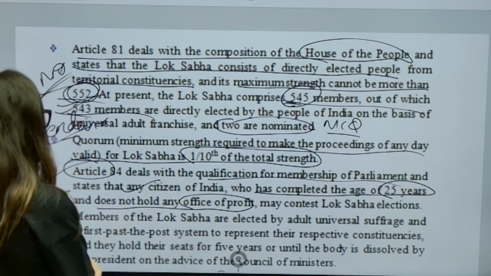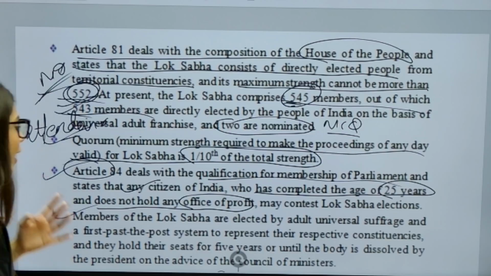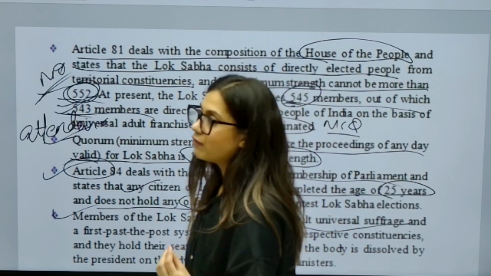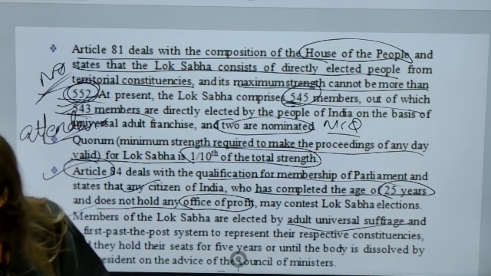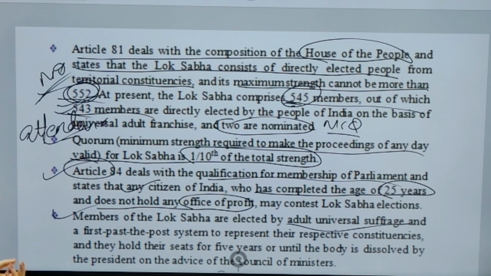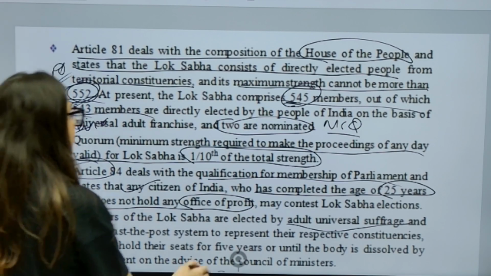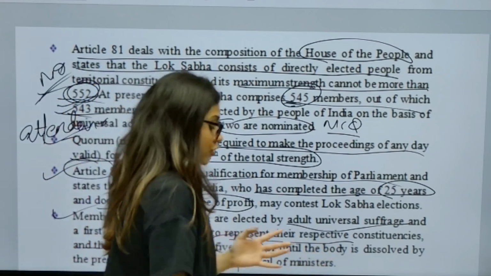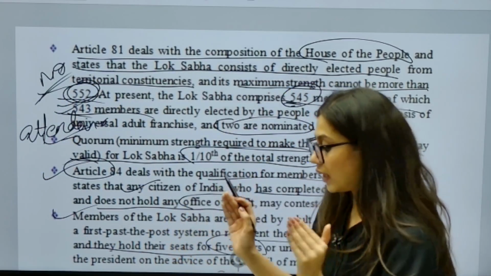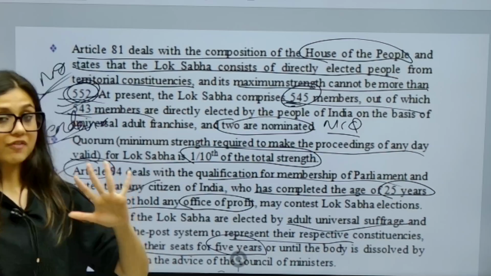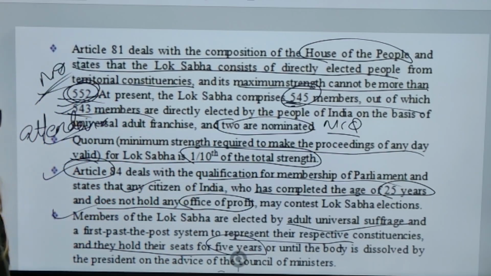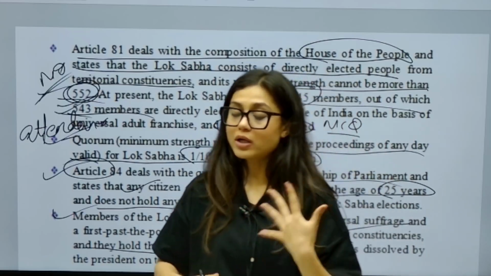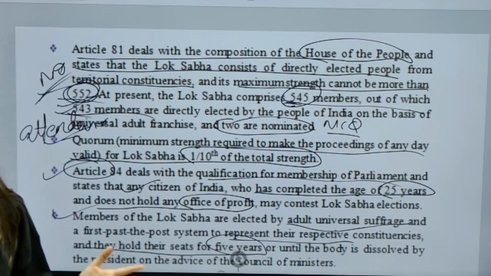And yes, the members of Lok Sabha are elected by universal adult suffrage, which means anyone who is above the age of 18 has the right to vote. And first past the post system to represent their respective constituencies, and they hold their seats. So the term of the members and Lok Sabha, both, is 5 years. They are elected for the term of 5 years, and after 5 years, when the Lok Sabha is dissolved, the members will not continue to be in the same position.